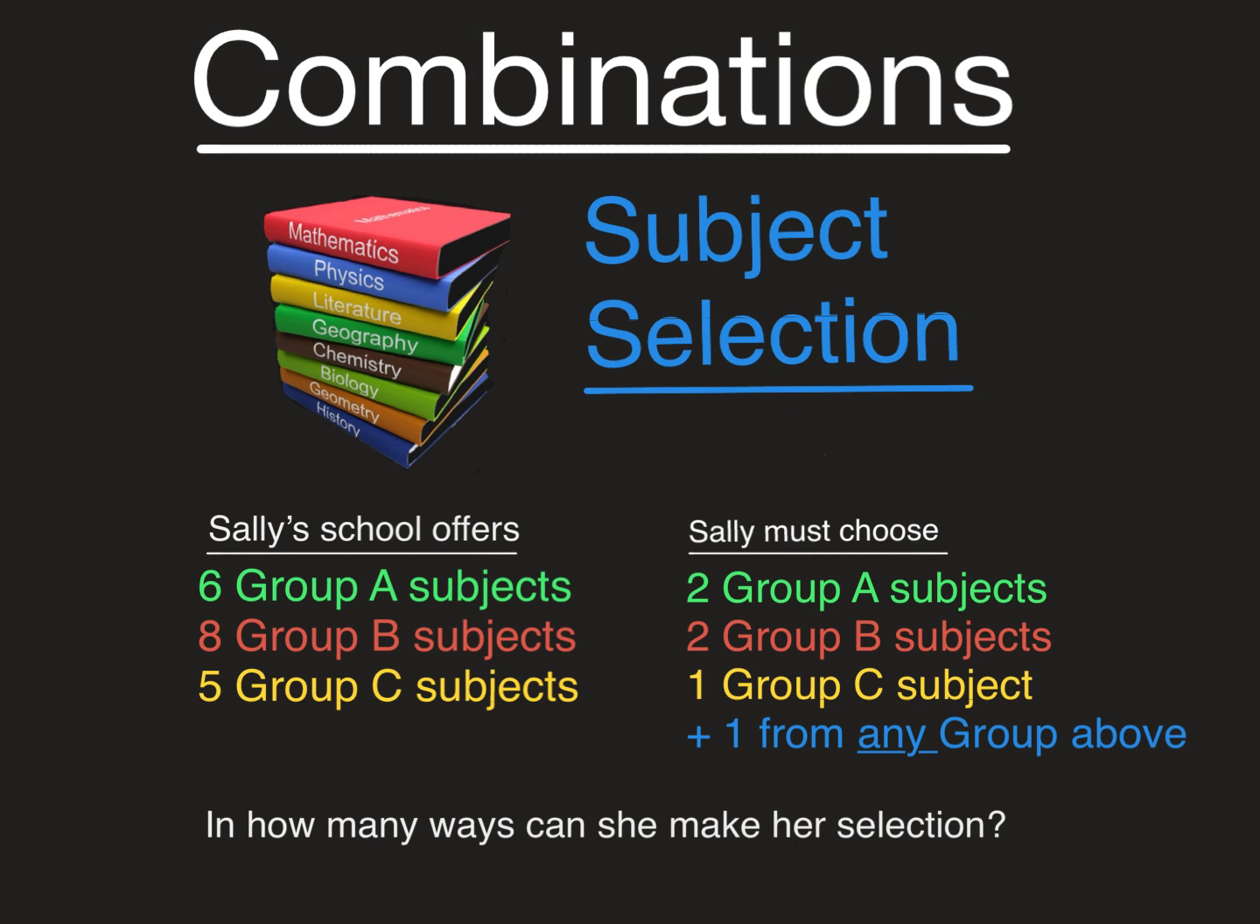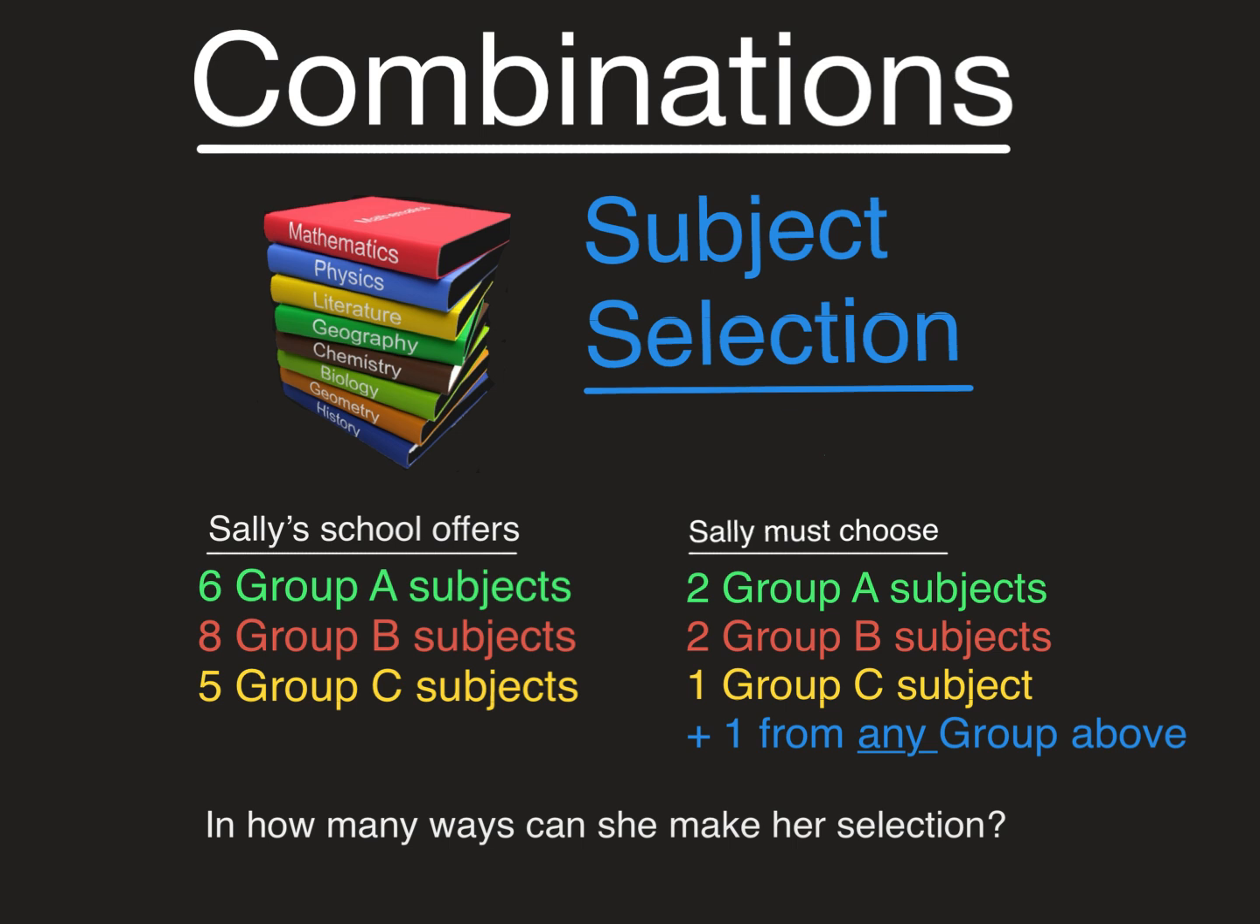Sally's school offers 6 group A subjects, 8 group B subjects, and 5 group C subjects, but Sally must choose altogether 6 subjects, and 2 of them have to be from group A, 2 of them have to be from group B, and 1 has to be from group C. Now the problem is that she can choose 1 more from any group above.